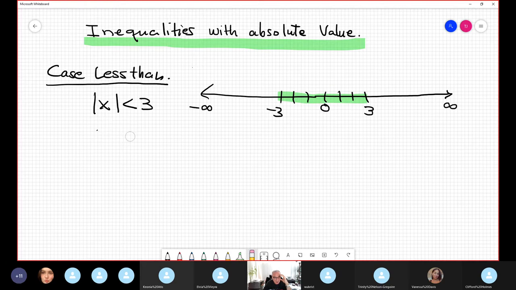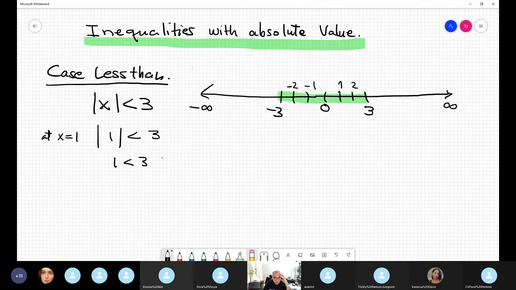I want a clearer explanation. Suppose I want to evaluate, for example, 1, 2, negative 1, negative 2, and other values, not necessarily a whole number or a natural number, maybe any real number between negative 3 and positive 3, to see if it satisfies this inequality. Let me show you. Plugging in x equal 1, the absolute value of 1 is less than 3. The absolute value of a positive number is the same number, and this statement is true.